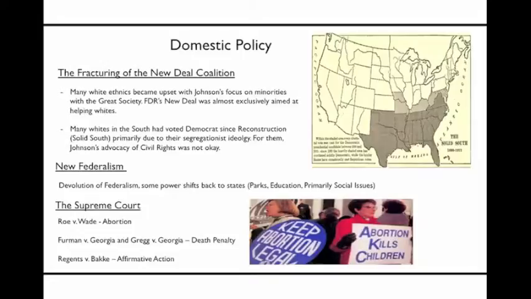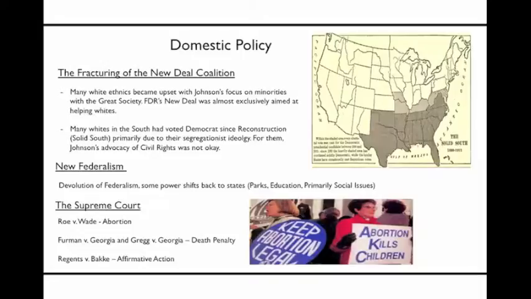FDR's New Deal was almost exclusively aimed at helping white people. Remember, that was the post-Depression, or actually during the Depression-era policies that were used to put people back to work, as well as reinvigorate the American economy in the wake of the largest financial crisis in our history. Many white people in the South had voted Democratic since Reconstruction. It was called the Solid South because it could so consistently be predicted that they would vote with the Democratic Party. And this is primarily due to the segregationist ideology of people who lived there. For them, Johnson's advocacy of civil rights policies was simply not okay, and they switched their party affiliation to the Republican Party.